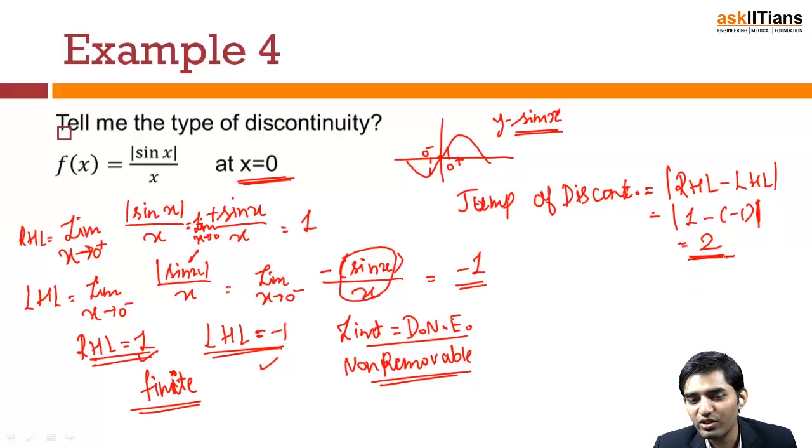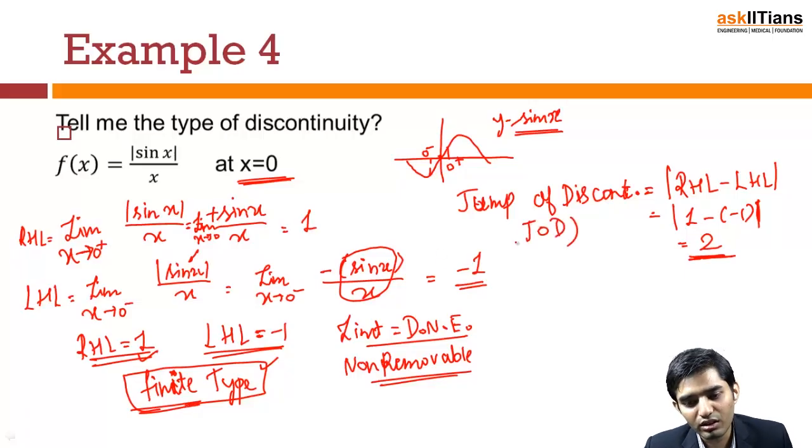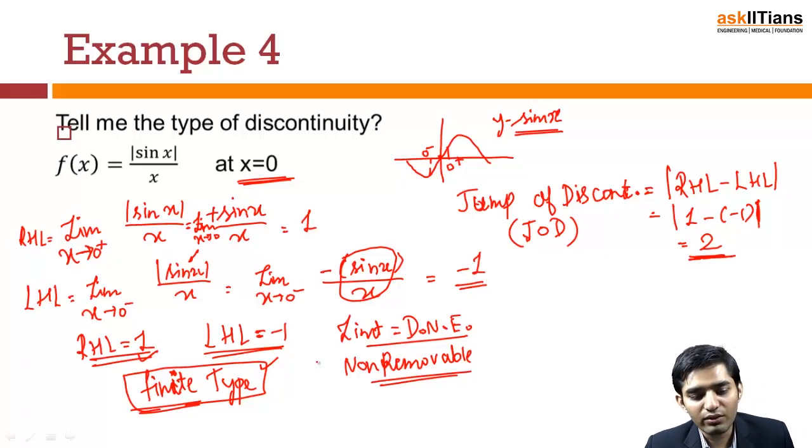So there is one more term which is defined exclusively for finite type discontinuity only. If jump of discontinuity is given in some question, that means it is sure that it is finite type discontinuity. This term, jump of discontinuity, is defined only and only for finite type discontinuity. If it is infinite type discontinuity, you cannot define jump of discontinuity. It is defined only for finite type discontinuity, otherwise not.